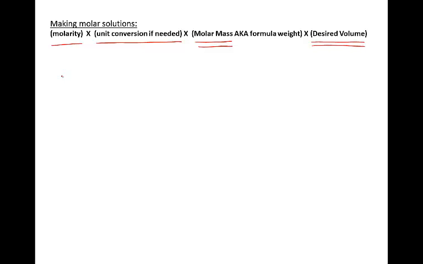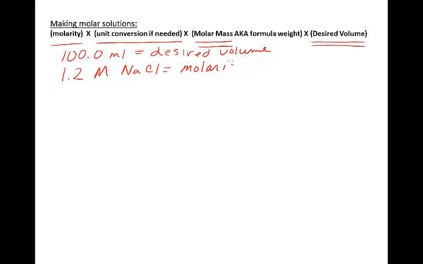So let's look at trying to make a 1.2 molar sodium chloride solution. Let's look at trying to make 100.0 milliliters of this solution. So how would we make that? Well, first of all, we've defined a couple of things. We know that 100.0 milliliters is our desired volume. We know our molarity that we're trying to make.